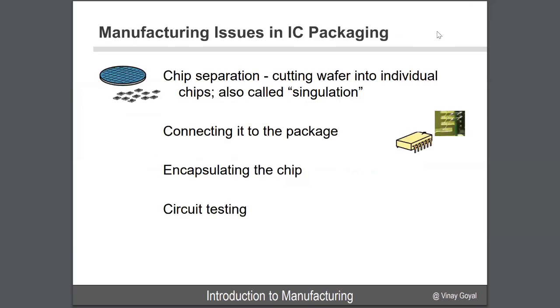So what are the manufacturing issues with integrated circuit packaging? As you saw, these are very complex processes, so there are going to be a lot of issues. We need to separate the chip from the wafer. This process is called the chip separation process. We cut the wafer into individual chips. We call this singulation. We'll connect the chip onto the package, we'll encapsulate the chip, and then we'll do circuit testing.